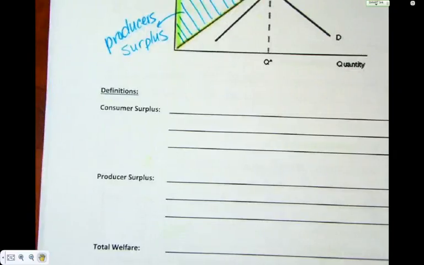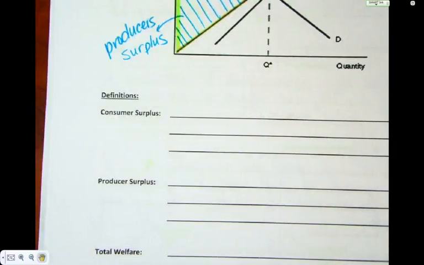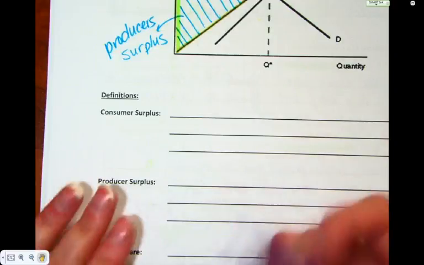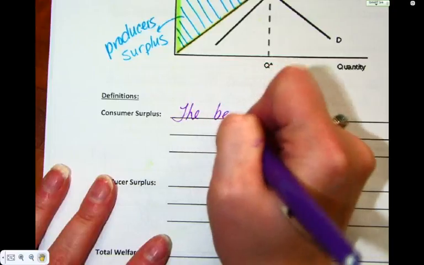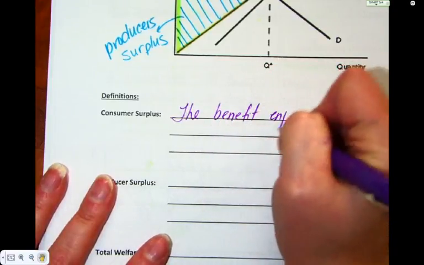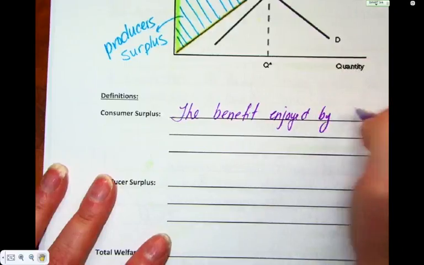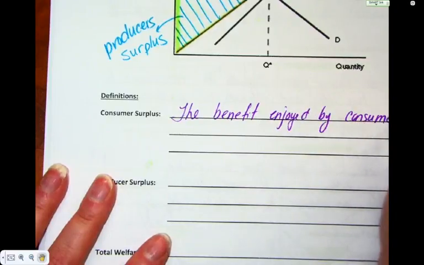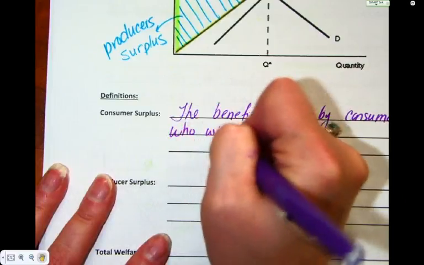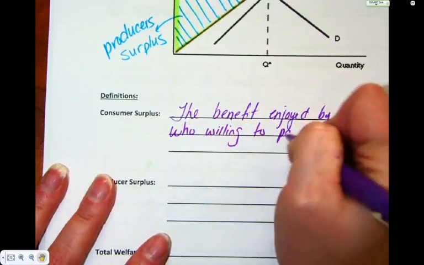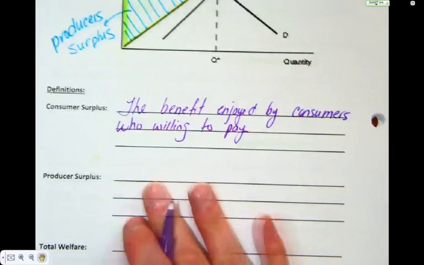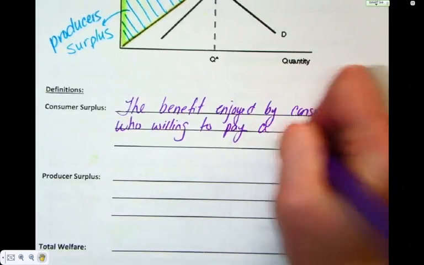Okay, so 3 definitions. Consumer surplus, so that's the top of the total welfare triangle. It's the benefit enjoyed by consumers who are willing to pay a higher price for a good. I'm going to let you write that down in a second, just let me repeat it. The benefit enjoyed by consumers willing to pay a higher price for a good. Okay, so let's write it, then I'll talk about it on the graph. So the benefit enjoyed by consumers who are willing to pay a higher price for a good.